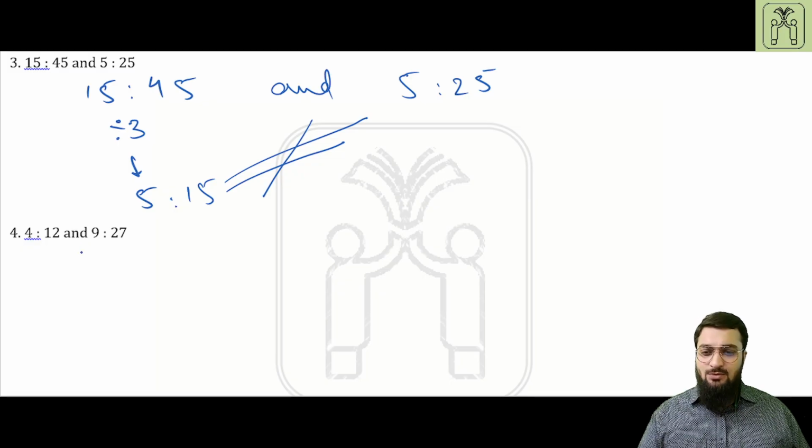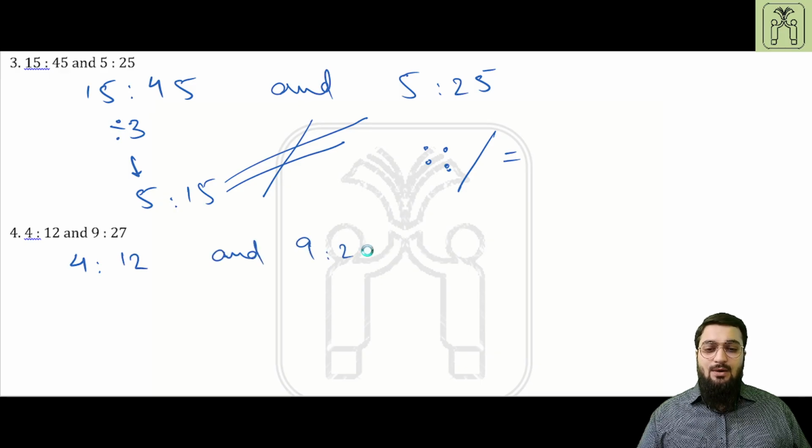Coming to question number 4. Since they are not in proportion, we will not have to rewrite it, because only if they are in proportion do we have to use this symbol, or the is equal to symbol. 4 is to 12 and 9 is to 27. So how can 4 become 9? Is there a possibility? I think that it is not, but let us see.